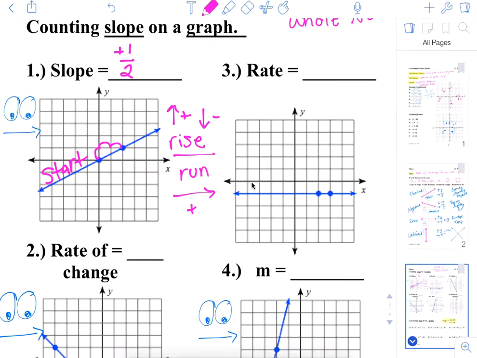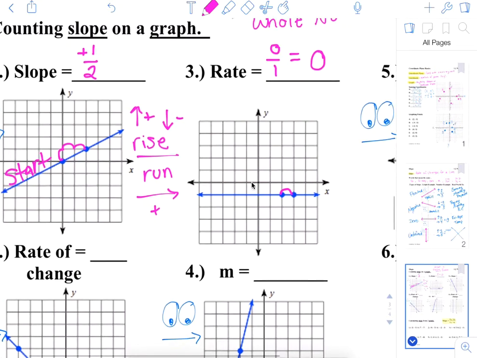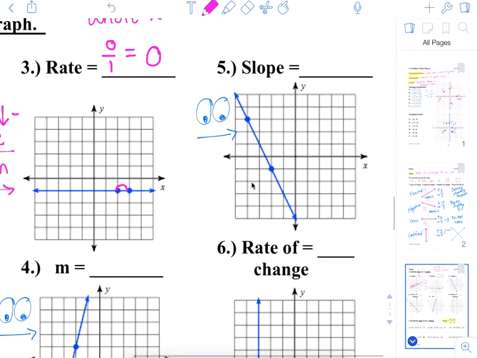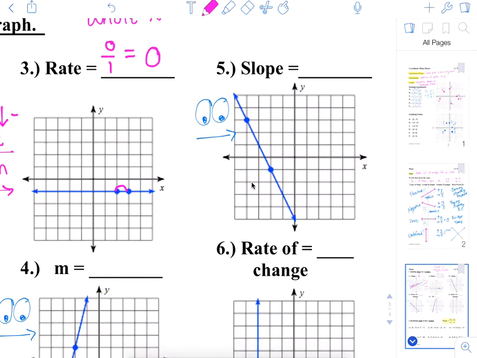Problem 3, I'm moving next door to that. I am rising 0. I'm not going up or down, but I am running 1 dot to the right. Bloop. If I type that in my calculator, 0 divided by 1 is a 0. Okay? If you knew that one already without even counting it, that's awesome. You're already ahead of the game. Okay? All right, problem 5.